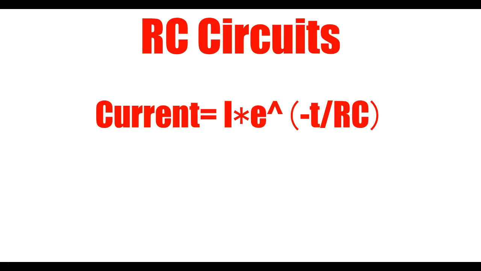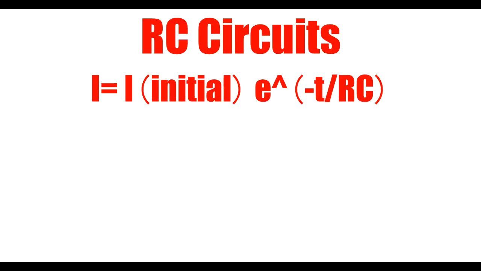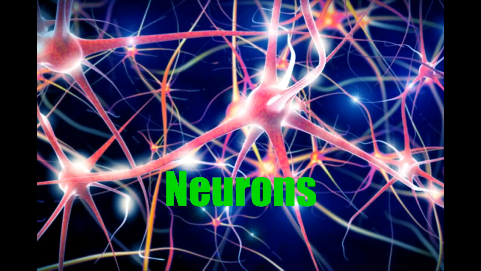Knowing that capacitors store charge, when you turn on a closed RC circuit, the capacitors discharge as an exponential decay function of current as shown here. For voltage, as capacitors discharge, use this equation. Charging a capacitor has the same equation for current and a different one for voltage. For voltage, it is this. The special E is the point at which the capacitor stops charging.